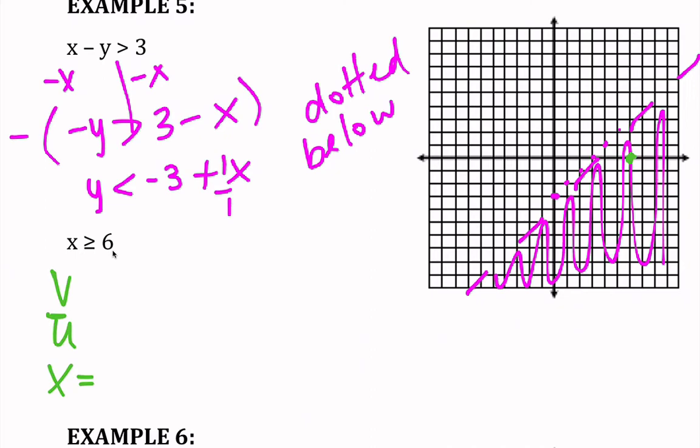Let's talk about what type of vertical line. Do I want to use a solid or dotted? Well, I have a solid line underneath it. So I'm going to draw a solid vertical line through that point.